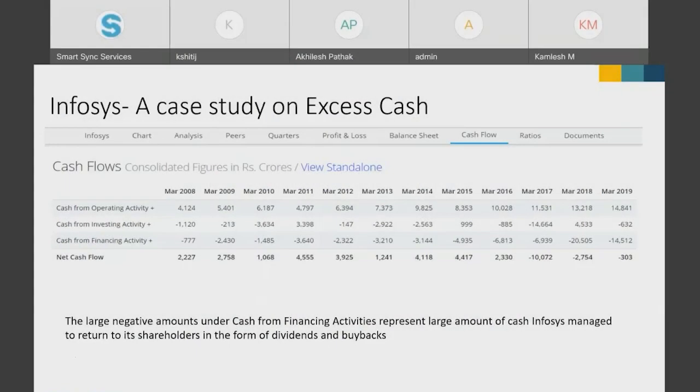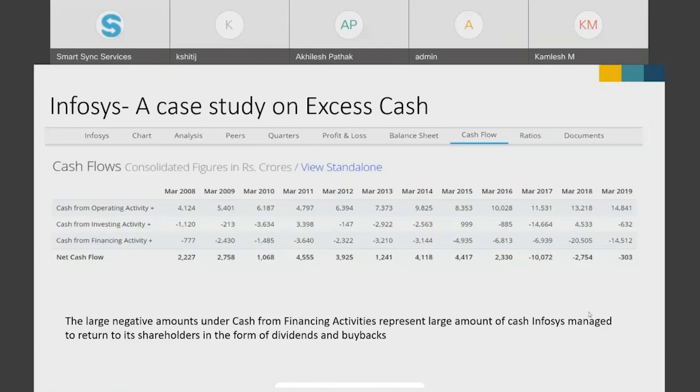Infosys. So in case of Infosys, if you look at the cash flow statement, the operating activities, as in cash flow from operating activities, is so humongous. Every year they are producing more than 13,000 crore of cash, 14,000. So in March 2019, it was 14,800 crore of cash.